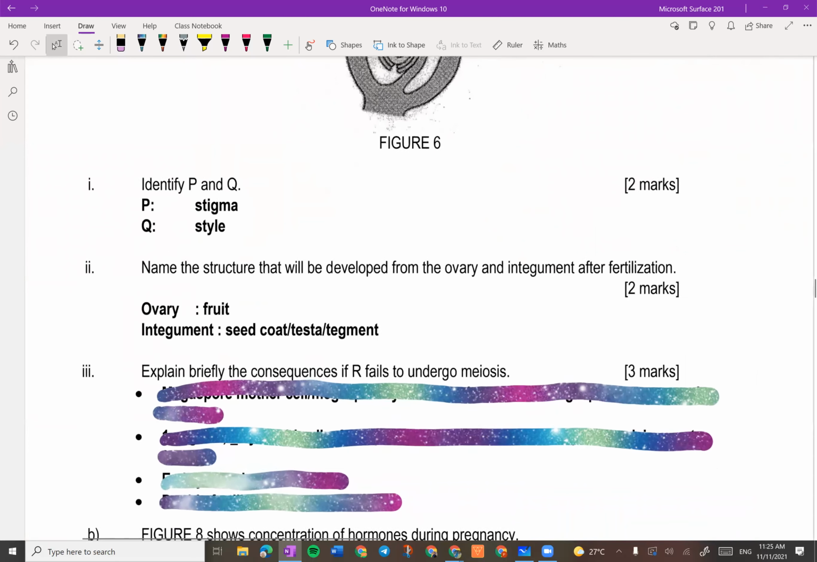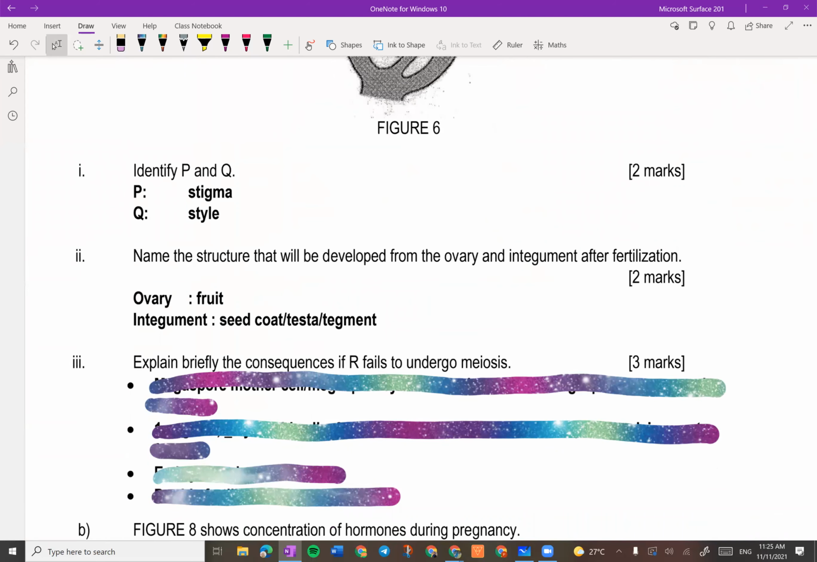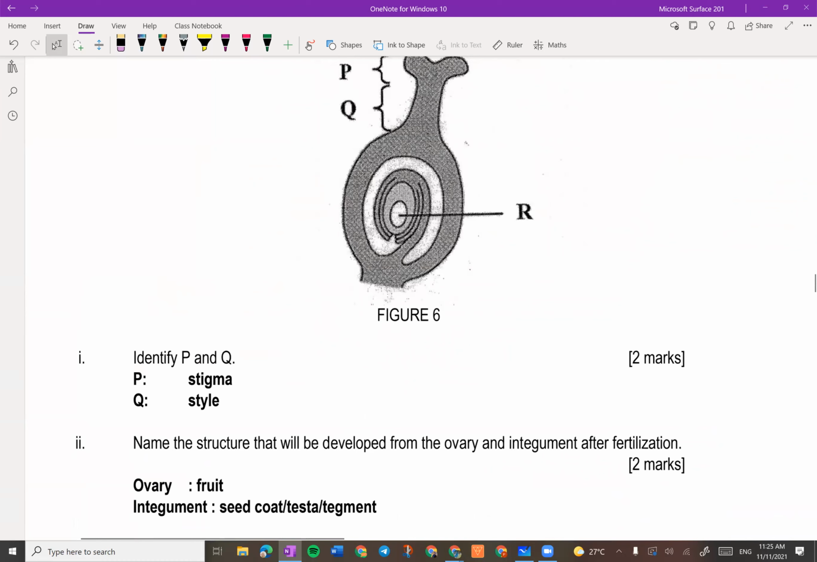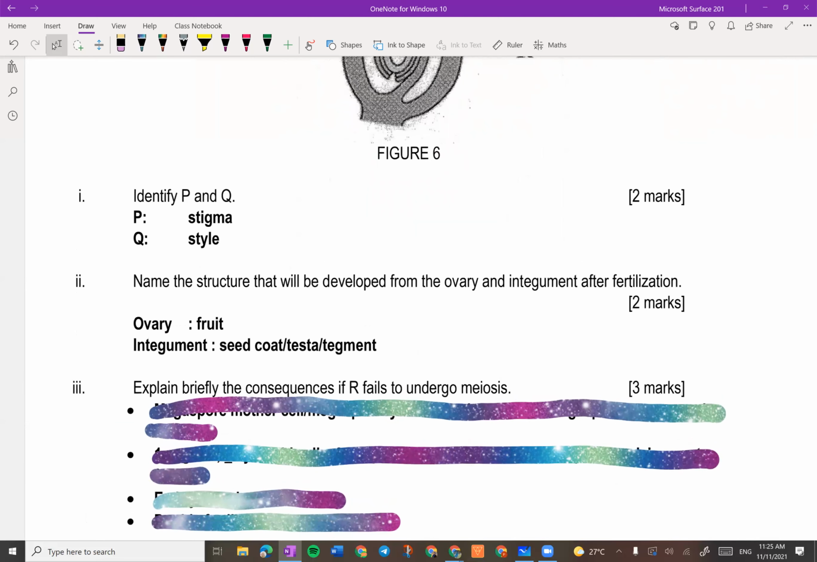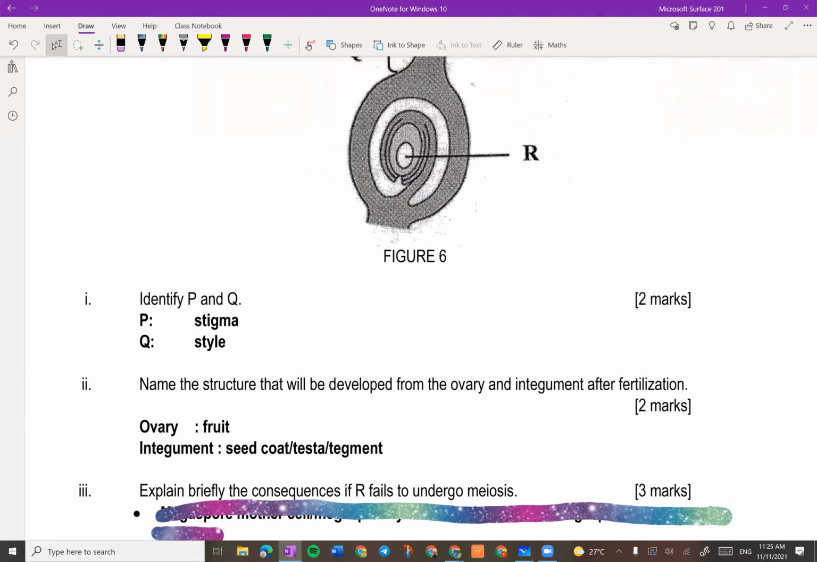Cuba jawab. Explain briefly the consequence if R fail to undergo meiosis. So ini adalah R. So these are fail to undergo meiosis. What would you predict will happen? Tengok balik. Kalau R tak boleh buat meiosis, okay. Kalau R tak boleh buat meiosis, so agak-agaknya apa yang tidak akan normal? Apa dia?